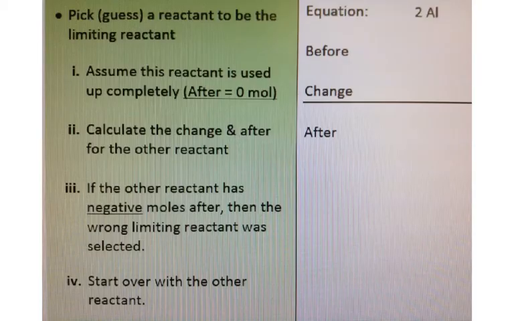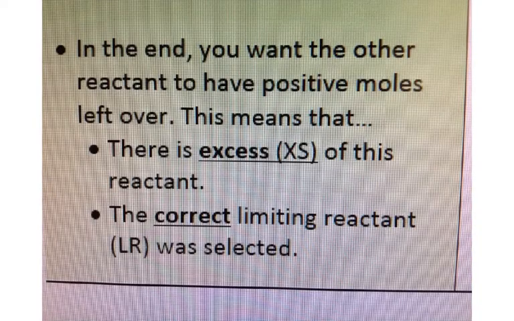So after you guess which one, you're going to assume that that reactant is used up to completion. So therefore, you're going to go to an after of 0 moles. So you're going to calculate the change in after of the other reactant, based on how much of the original reactant you used. If the other reactant is negative, then that was the wrong limiting reactant. If it was positive, then that was the correct limiting reactant because you have some stuff left over. In the end, you want to have all the other reactants be positive. So that's what you're always going to be looking for. Do you end up with a positive BCA chart? If not, then you chose the wrong limiting reactant. If yes, then you guys are good to go.